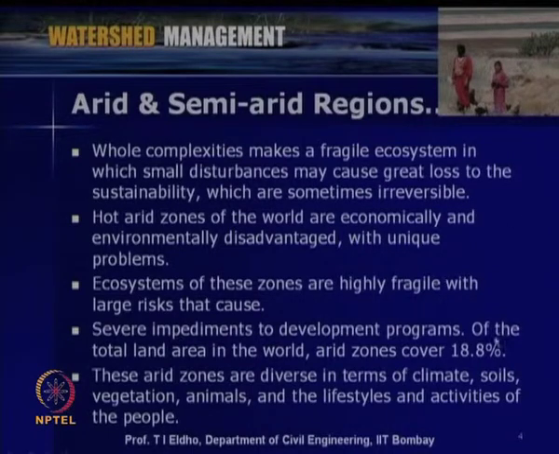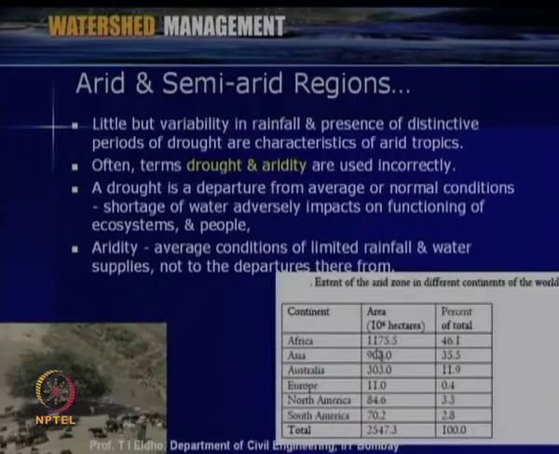So, of the total land area in the world, we can classify about 18.8% as arid zones, and these arid zones are diverse in terms of climate, soils, vegetation, animals and the lifestyles and the activities of the people. So, when we discuss the arid zones, there are unique problems, in arid or semi-arid regions, problems related to water or land or soil erosion due to wind or other related issues. The problems will be unique, and even a small change can create a lot of problems as far as the economic planning or the watershed management plans are considered.